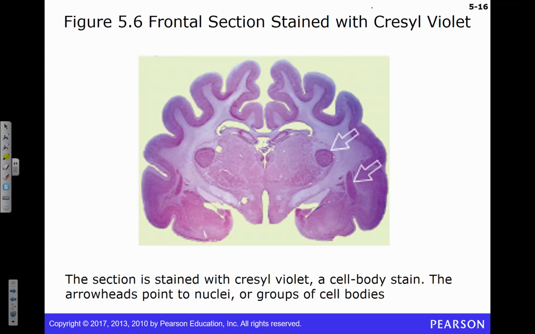This is one called Cresyl Violet. This is a pretty simple, straightforward, non-specific stain that will just stain a bunch of cell bodies.